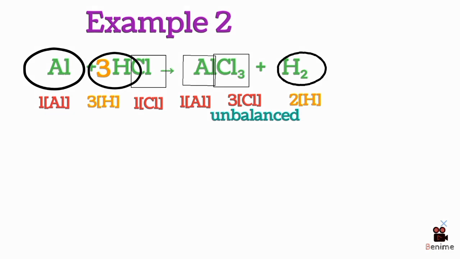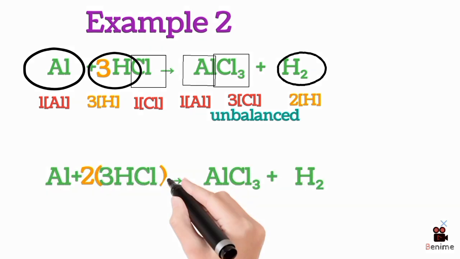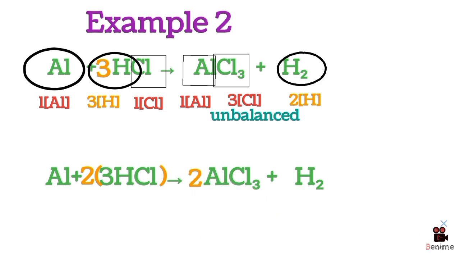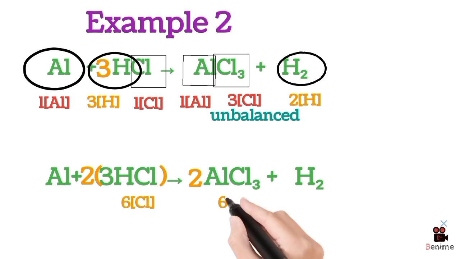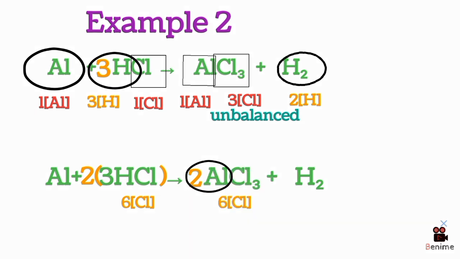Now we cannot directly balance 3 and 2 easily. So we multiply the whole HCl by 2 and also multiply AlCl3 by 2. Now chlorine atoms become balanced because the right side has 6 chlorine atoms, and the left side also has 6 chlorine atoms. But now aluminium becomes unbalanced. There are 2 aluminium atoms on the right side but only 1 on the left side. So we put 2 before aluminium.